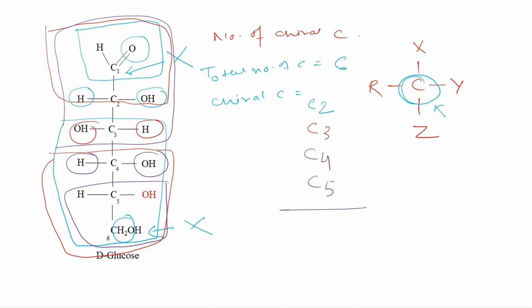So in total, how many chiral carbons are present? 4. Clear? Understood how we can find chiral carbons? Now possible stereoisomers can be calculated using the formula 2 to the power n, where n is the number of chiral carbons. So here for glucose, the number of chiral carbons is 4. So how many stereoisomers are possible? 16. Clear? This is how we can find the number of possible stereoisomers for monosaccharides.